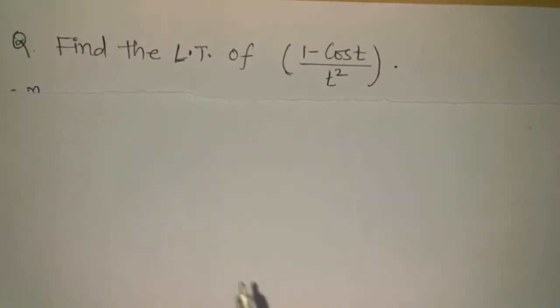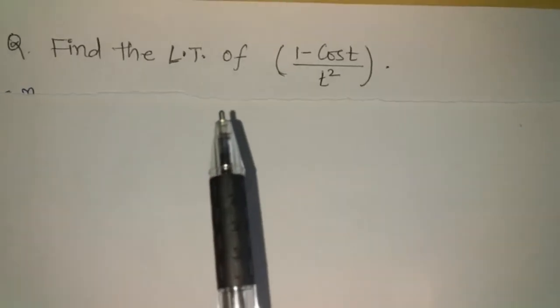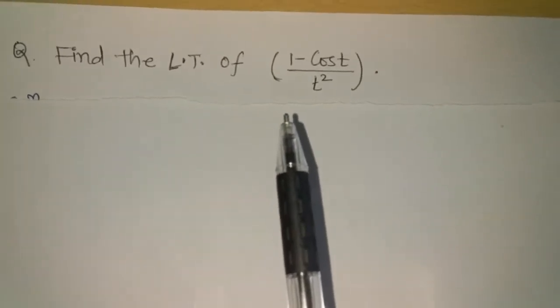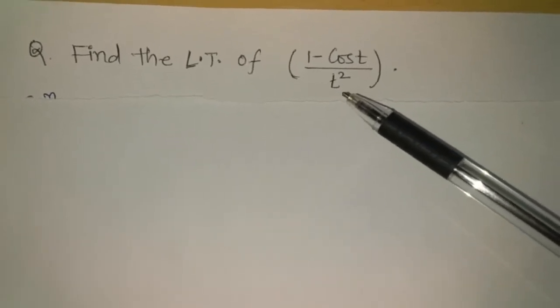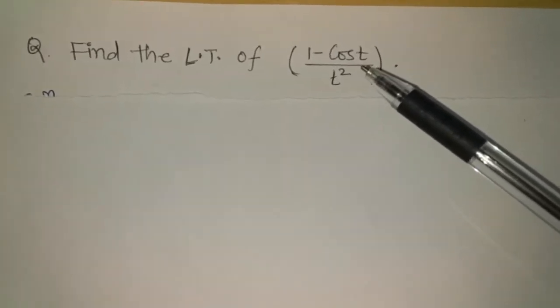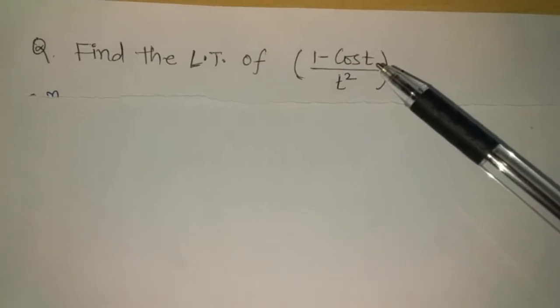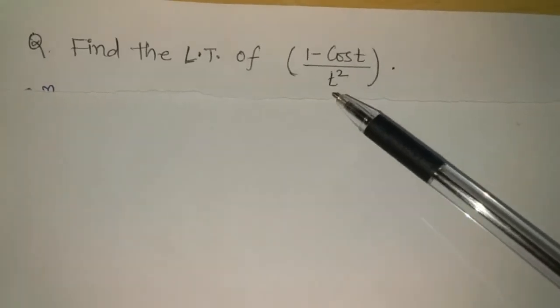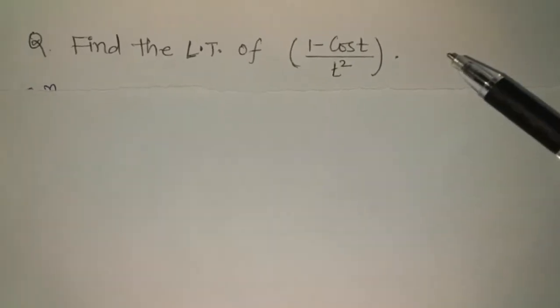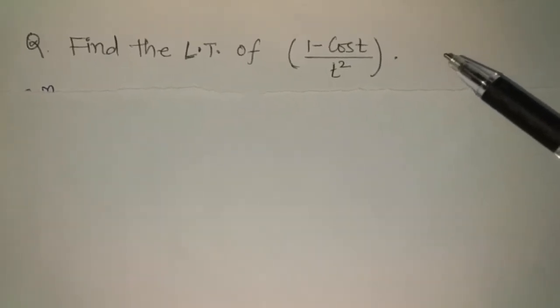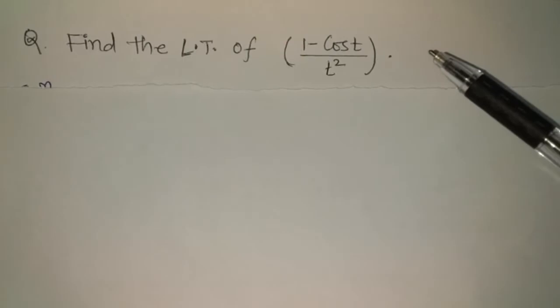The next question is, find the Laplace transform of 1 minus cos t divided by t square. So here the function is 1 minus cos t divided by t square, so in order to find its Laplace transform, we have to apply the division by t property 2 times.